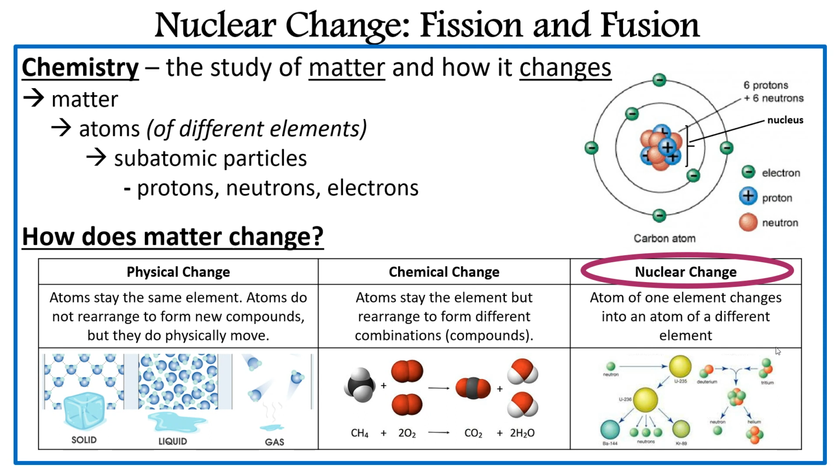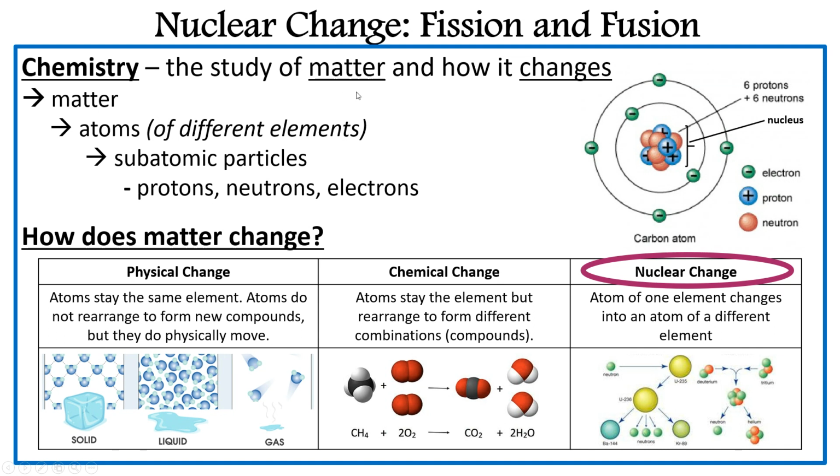So, we want to start our big picture journey by zooming all the way back out to our basic introductory fundamental definition of chemistry, which is the study of matter and how it changes. So remember that matter is stuff. Stuff is made of atoms. We have atoms of all the different elements on the periodic table. Those atoms are made of subatomic particles, your protons, your neutrons, your electrons.